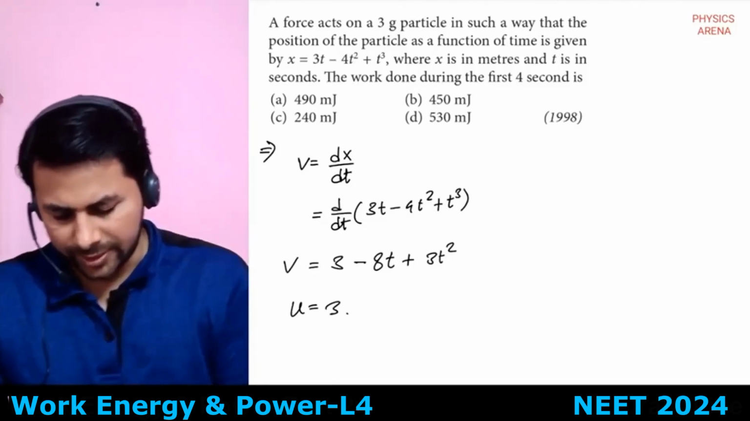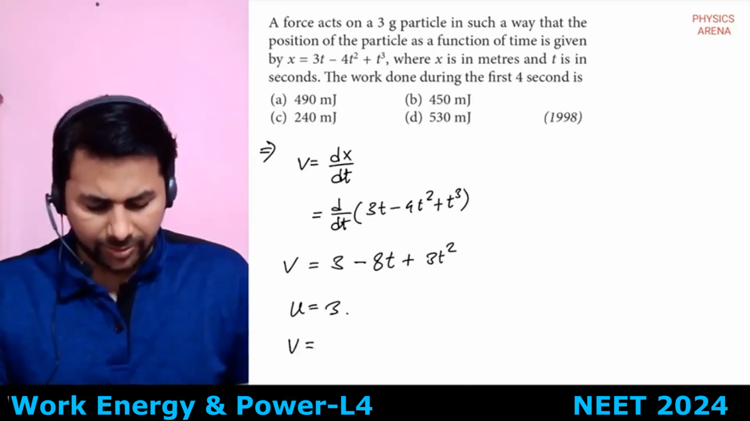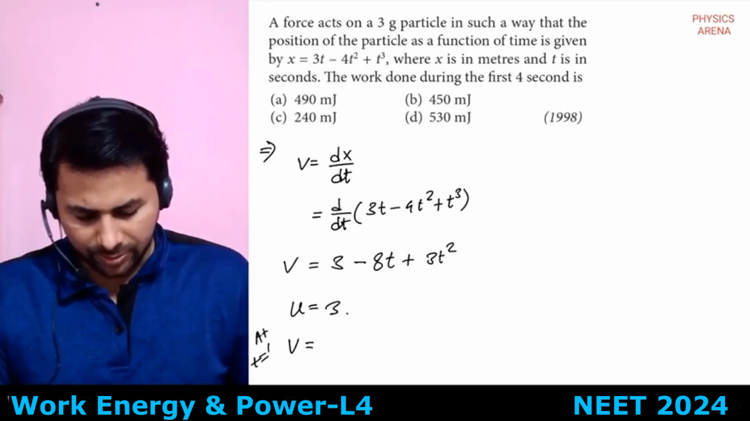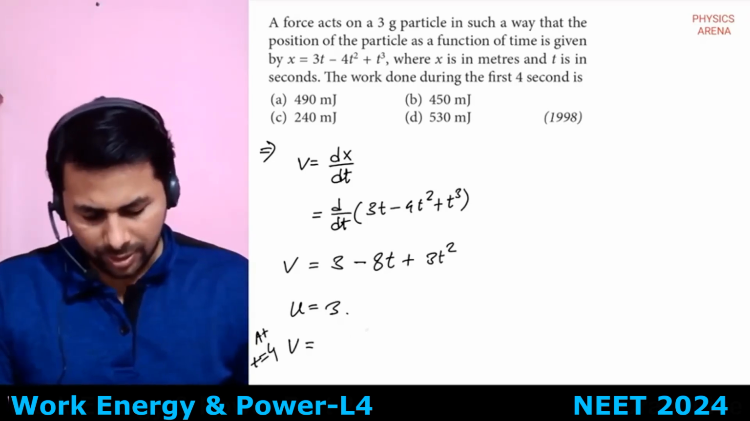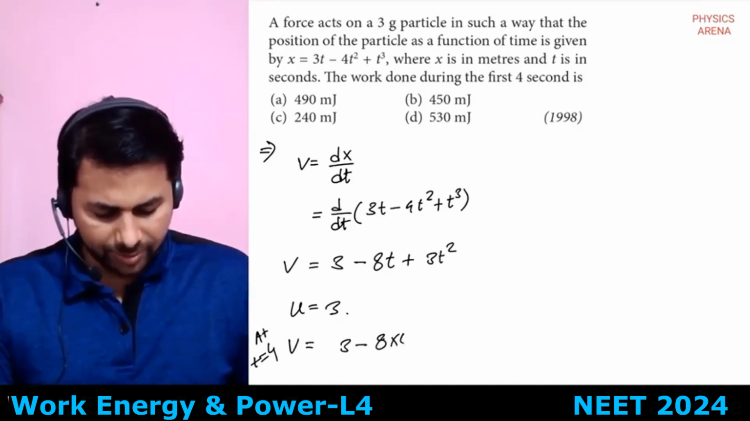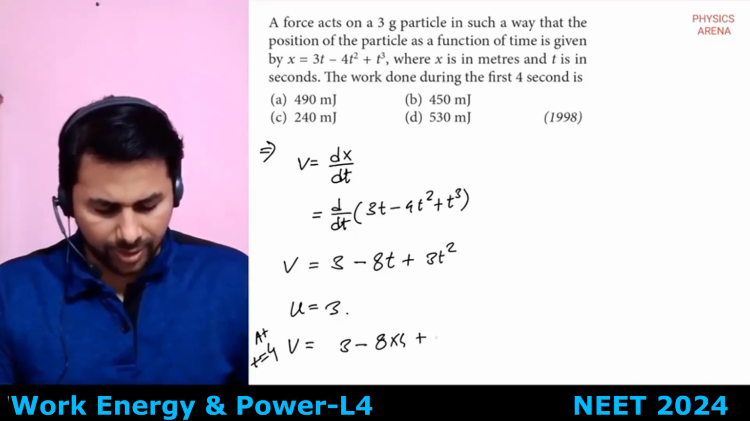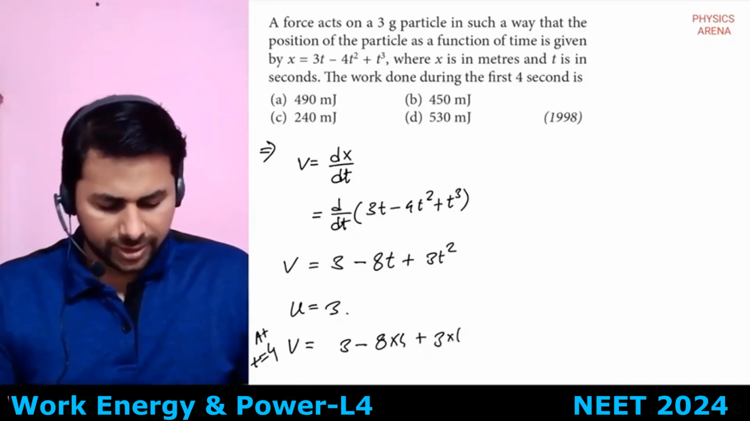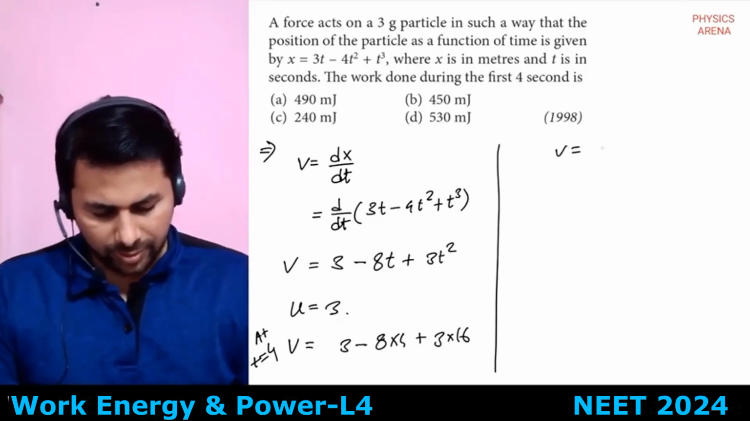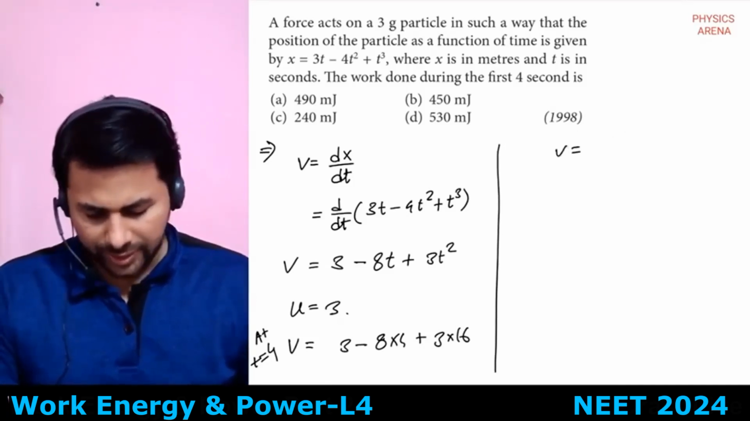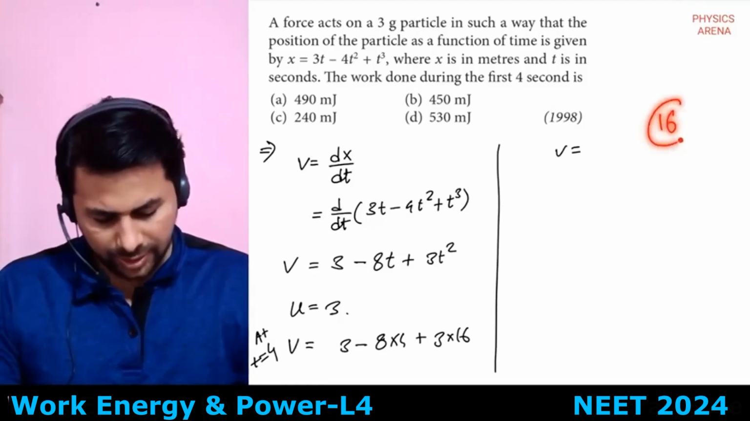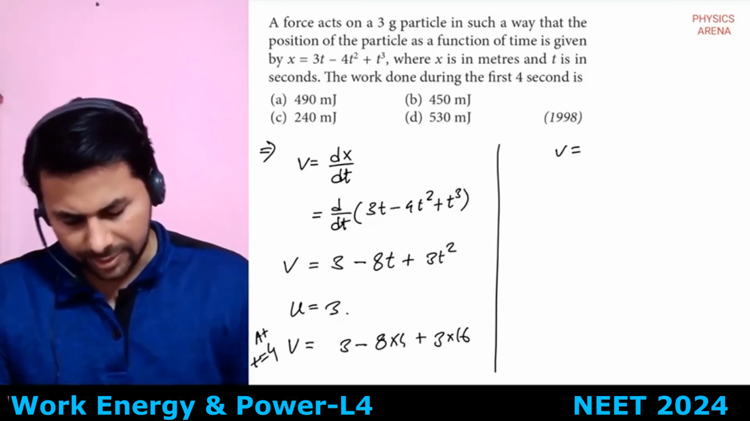They are saying the first 4 seconds. So let's find v at 4 seconds, at t equals 4. v will be equal to 3 minus 8 times 4, that is 32, plus 3 times t², which is 16. So 16 threes are 48. 48 minus 32 is 16. 16 plus 3 is 19, right?